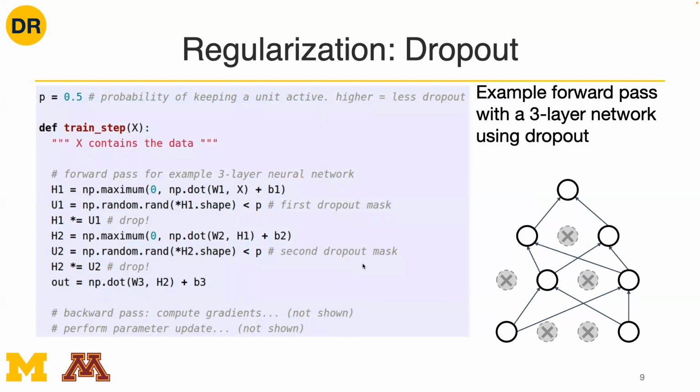What this is showing is the training stage of a 2-layer fully connected network that is using dropout. So you calculate, let's say, your first hidden state by taking a ReLU activation on top of this linear layer, so the weight matrix multiplied by your inputs plus a bias term.